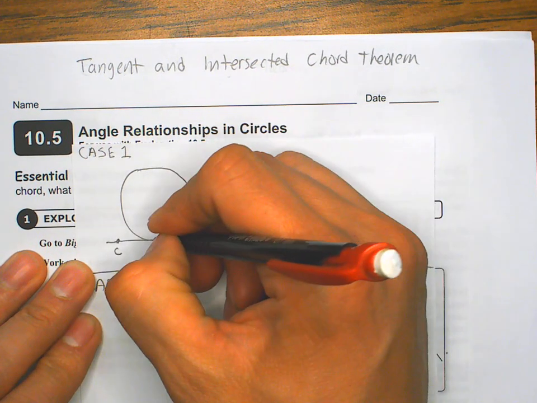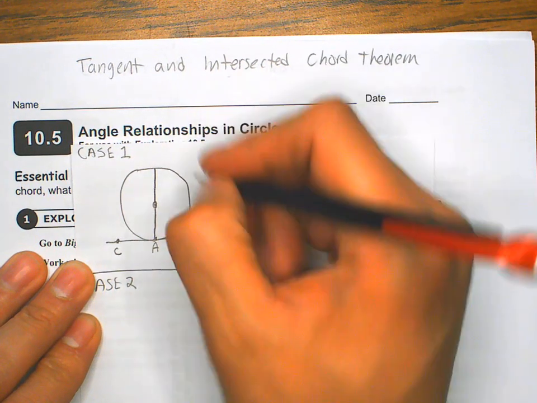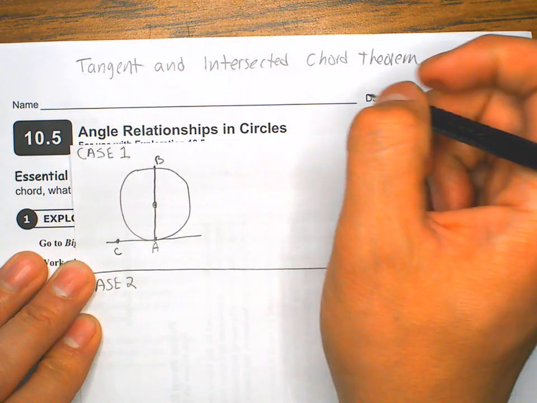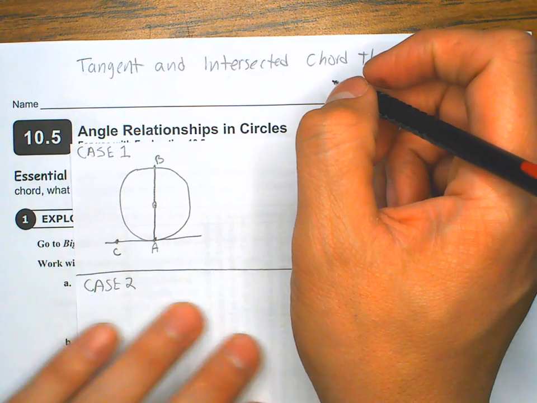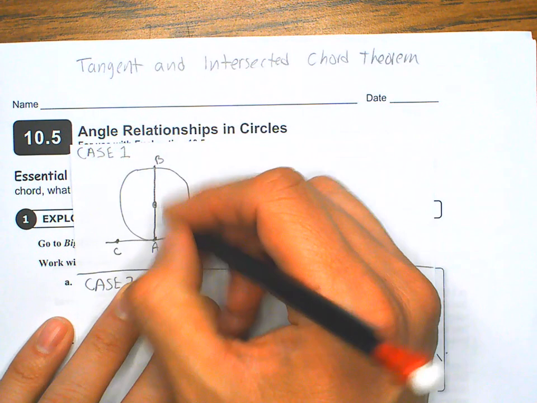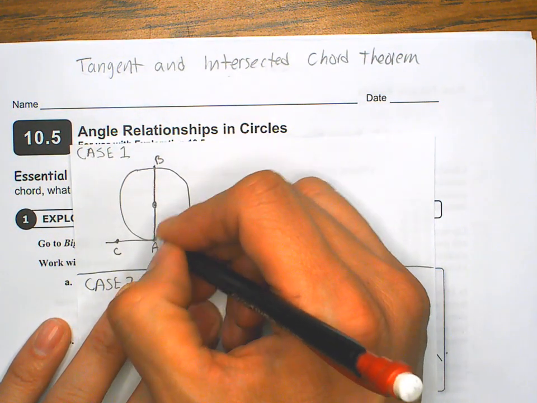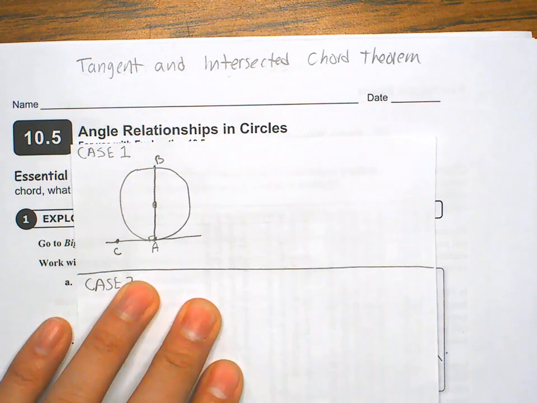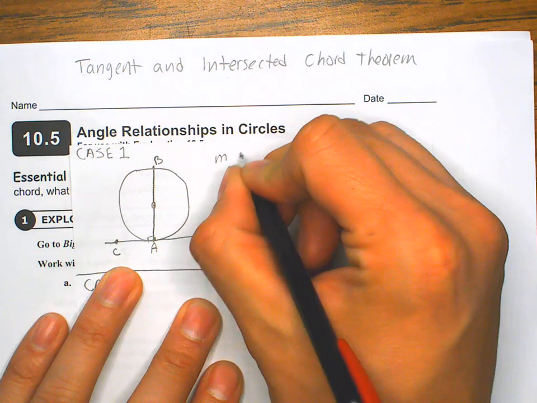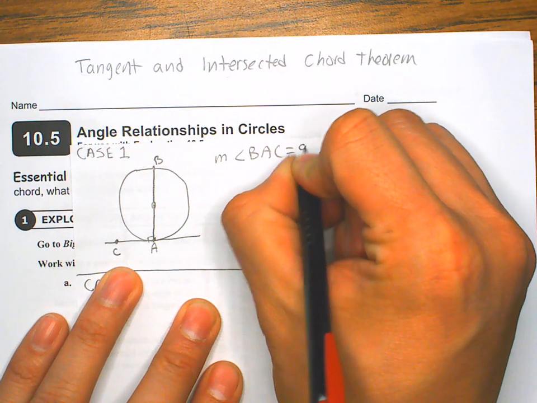And in this case, the angle is going through the center of the circle. I'm going to call this intersection right here B. Okay. So one thing that we need to remember is that anytime you have a tangent to a circle, the radius is going to be perpendicular to that. So we know that the measure of angle BAC is going to equal 90 degrees.